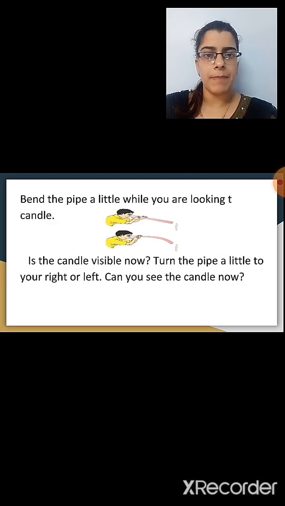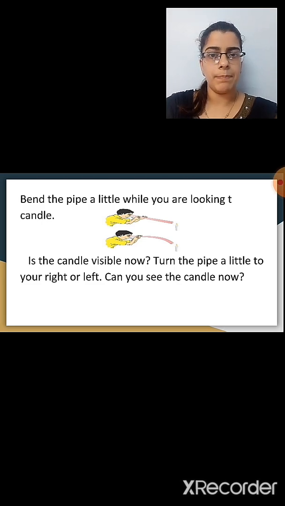Now bend the pipe while you are looking at the candle. Now what you have to do? First, you have looked at the candle when the pipe was straight. Now bend the pipe. Is the candle visible now? Turn the pipe a little to your left or right. Can you see the candle now? Now when the pipe is bent, you will not be able to see the candle.